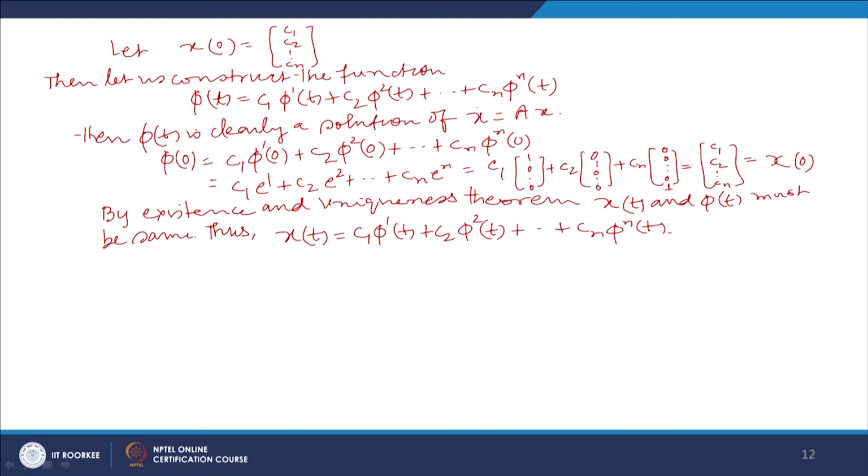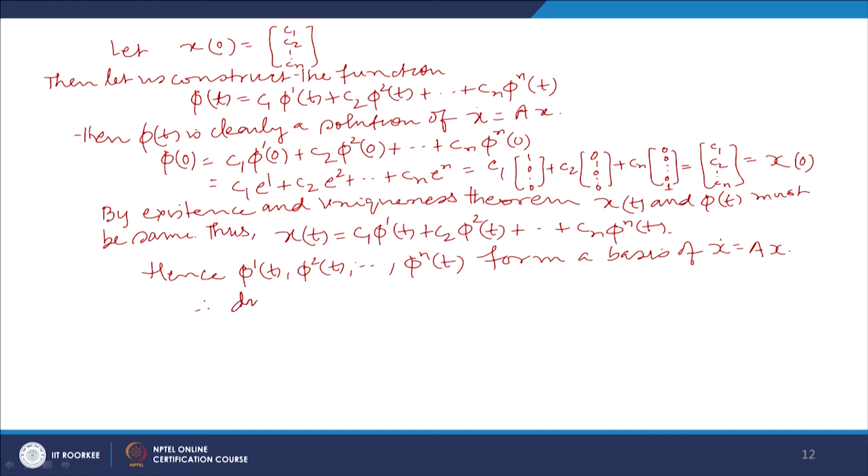belonging to B. So, hence phi 1(t), phi 2(t) and so on phi n(t) form a basis of x dot equal to Ax, okay, and which means that the dimension of B is equal to n. So, the dimension of the vector space B is equal to n.